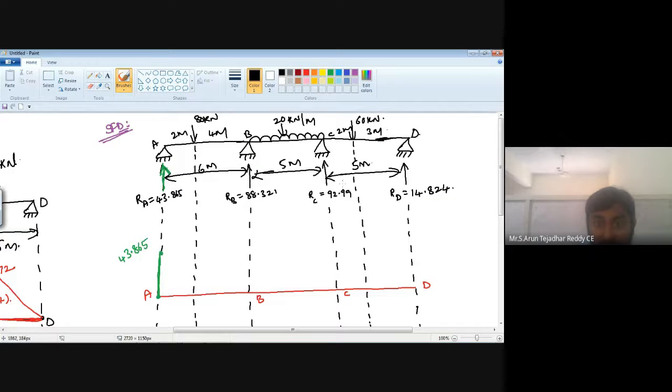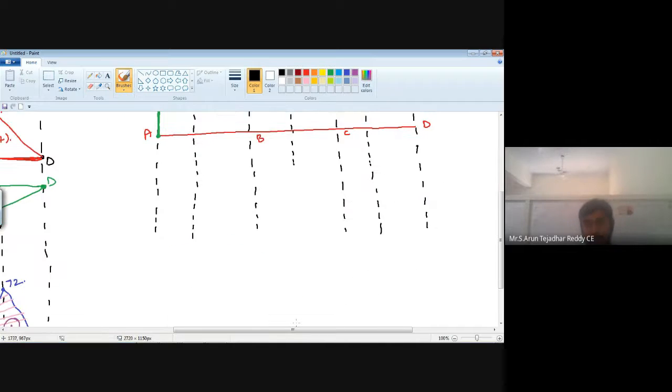And see, it is symmetrical structure. From B to C, it is symmetrical structure. So when you converted from UDL to point load, extend this line exactly at the middle of the span. Middle of the span.